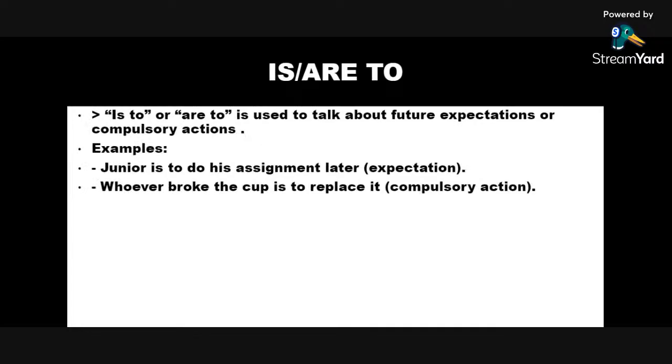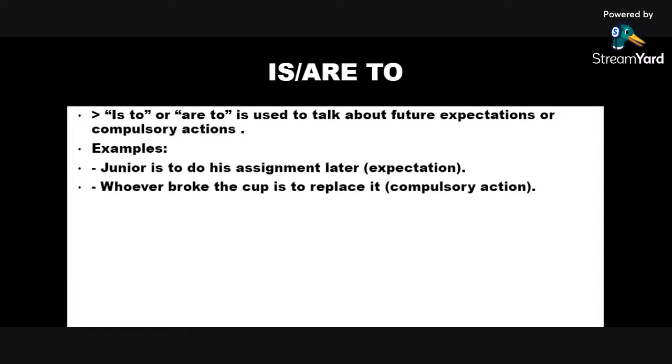Then another way of expressing future actions is the use of is or are to. Is to or are to, all right? We can use this to talk about future expectations or even compulsory actions. When something has to be done. For example, Junior is to do his assignment later. Well, this can be an expectation. Junior is to do his assignment later, which means I expect Junior to do his assignment later, all right?